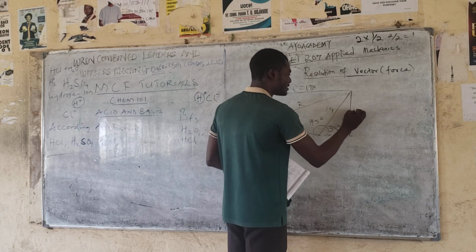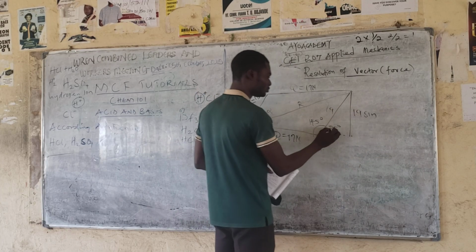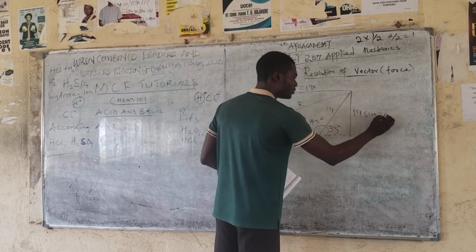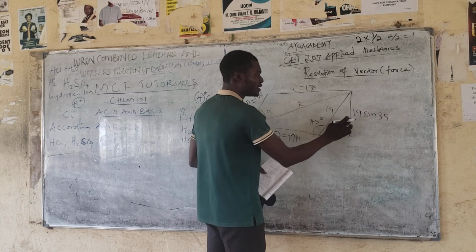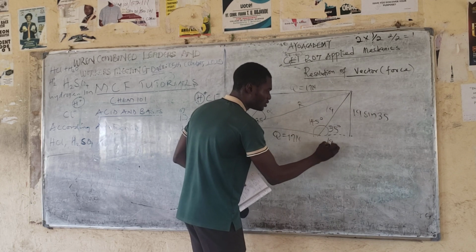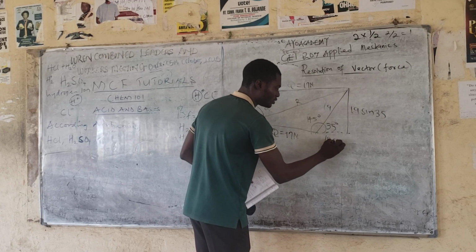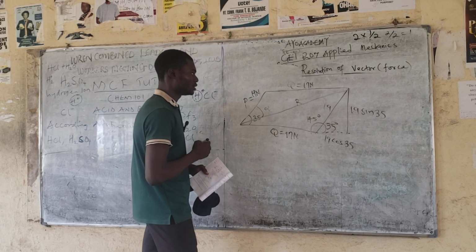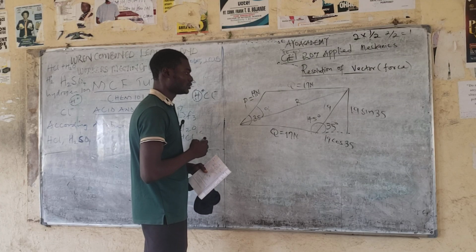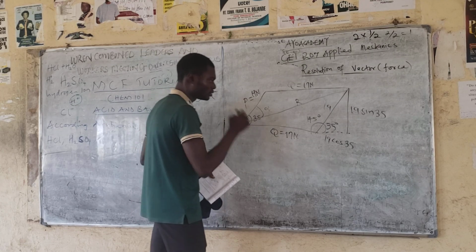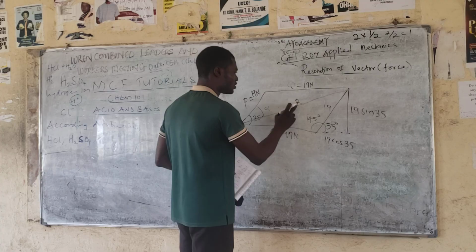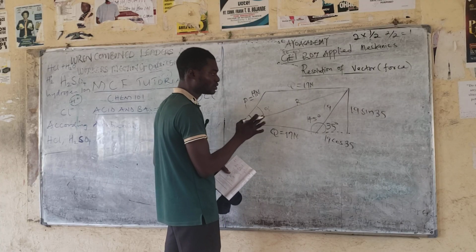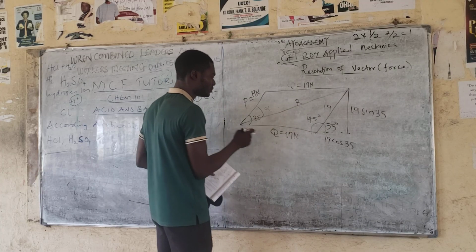So this place will now be 19 sine 35. Unit is 35 already here. This place will now be 19 cos 35. Is that taken now? So now we are going to find the angle. They say we should find the angle between them. Is that clear?